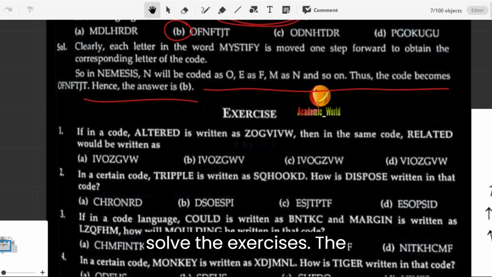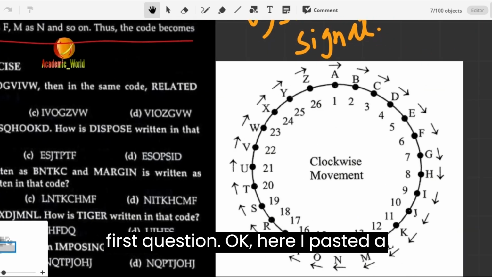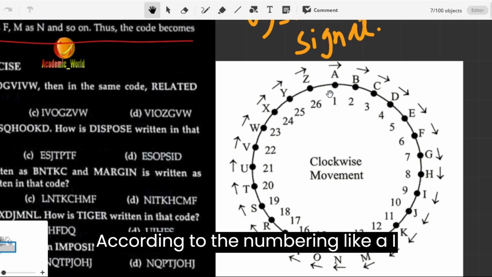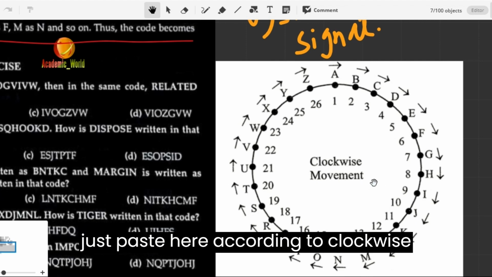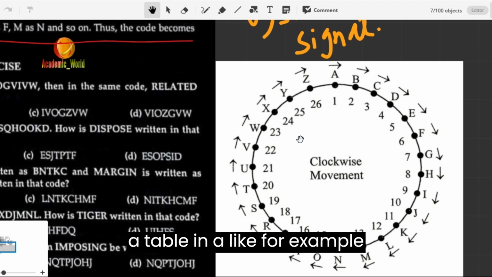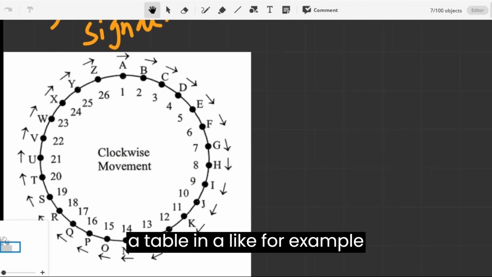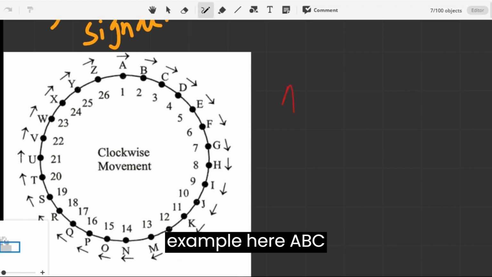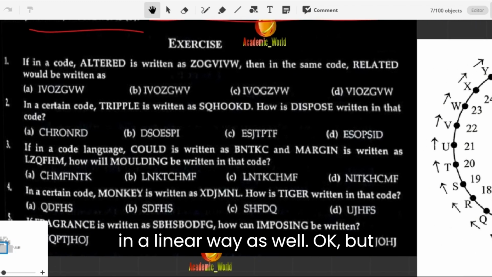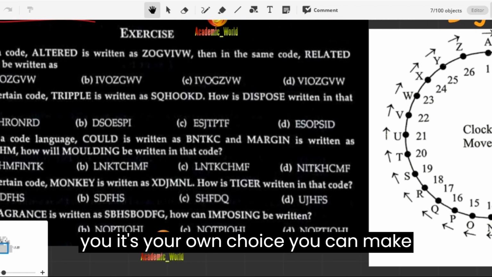Now we are going to solve the exercises. Here I pasted a table that is helpful for understanding according to the numbering, arranged clockwise in a circular way. You can also make a table by putting numbers in a linear way, for example A, B, C, D, E, F as 1, 2, 3, 4, 5, 6. But it is your own choice; you can make whatever you like.